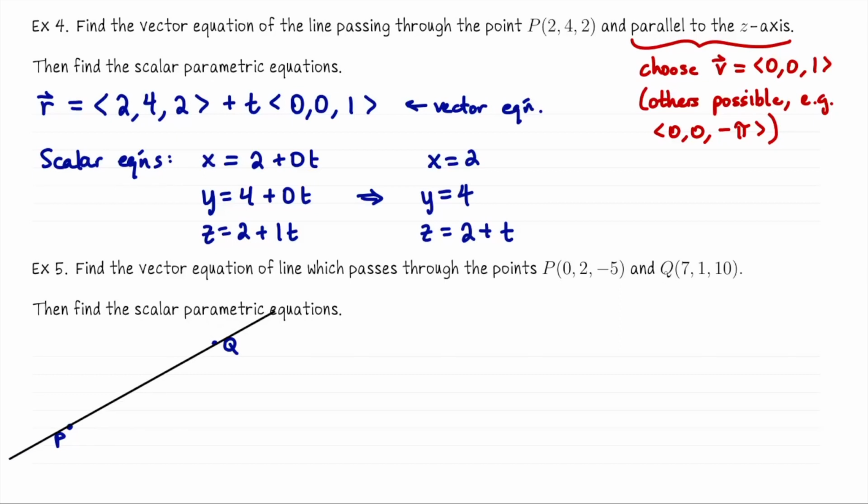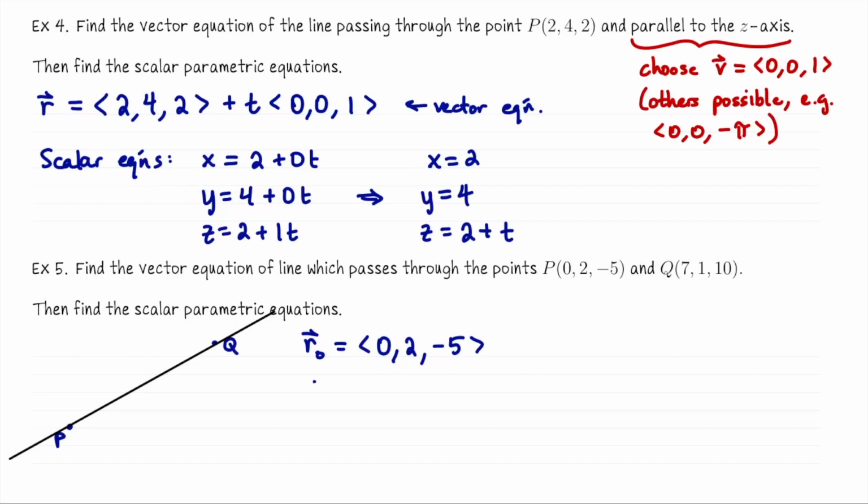So in the previous example, we just needed 1 point and a sense of direction. Here we have 2 points. We'll pick one of them to be our known point, let's say P, and then our sense of direction is the vector PQ. So with those choices, r0, the position vector for a known point on the line, will be the position vector for the point P, so (0, 2, negative 5).